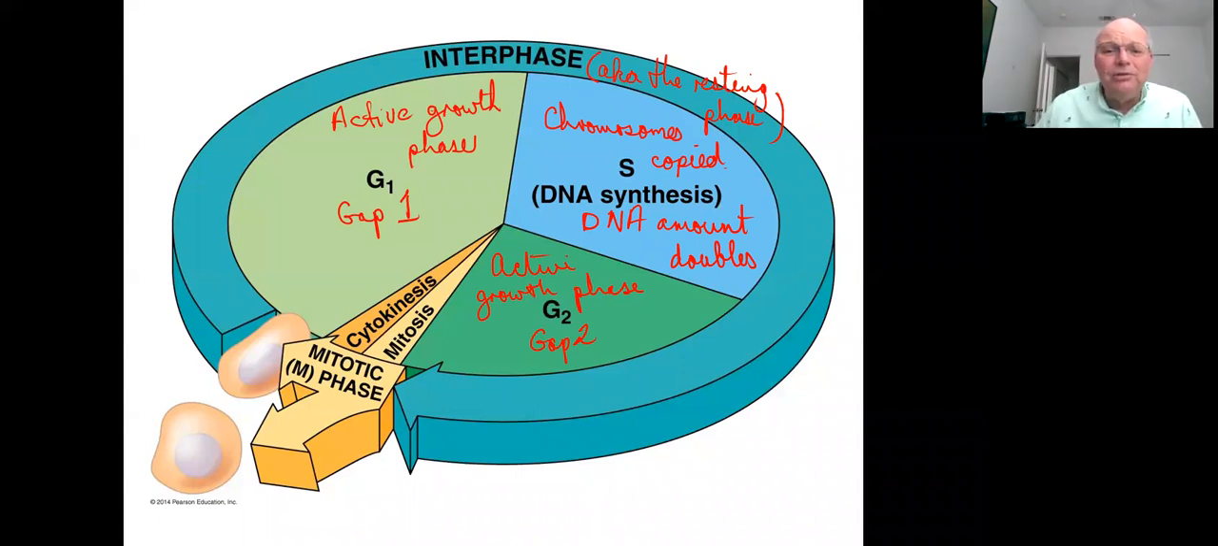Then when you get to G2, there's more growth going on, but at this point, the cells are essentially committed to dividing. In fact, if the cell begins duplicating the chromosomes, there is an indication of commitment to division at this point. And so from this point onwards, as the chromosomes are starting to be duplicated and you go through S and continue on to G2, basically what's going on here is a preparation for the actual division.